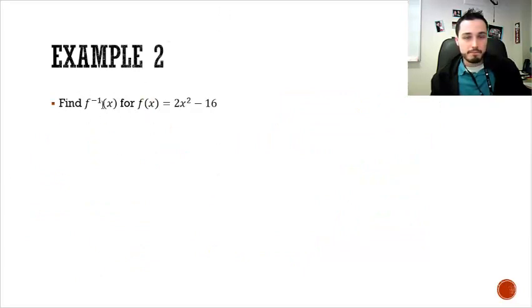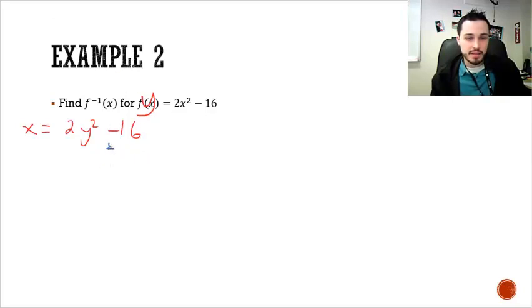Okay, so here we go. Same thing, same process. I'm going to start it by calling it y equals again. I'm going to swap my x and my y's around, so I've got x equals 2y squared minus 16. And now I'm going to start my inverse operation steps.